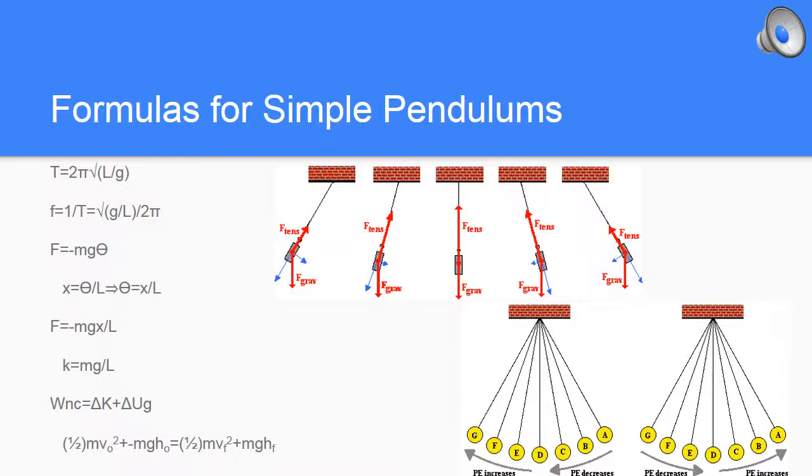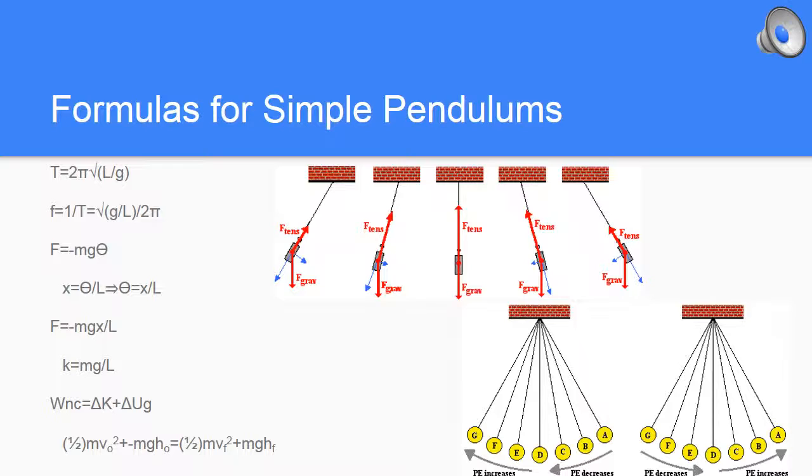Let's move on to some important formulas to know when dealing with simple pendulums. The period is equal to 2 pi times the square root of the length of the pendulum divided by the acceleration due to gravity, while the frequency, or 1 over the period, is equal to the square root of the acceleration due to gravity divided by the length of the pendulum, and that's divided by 2 pi.